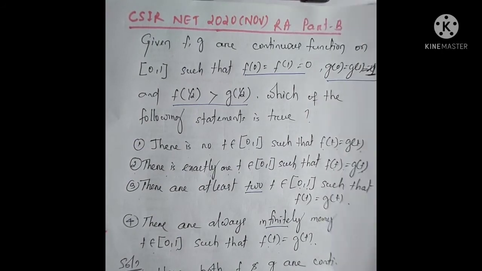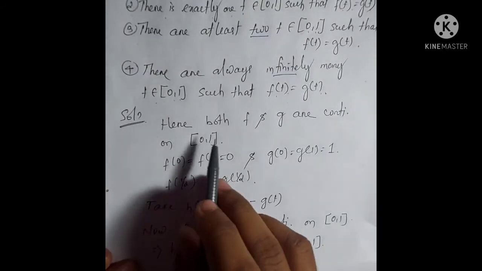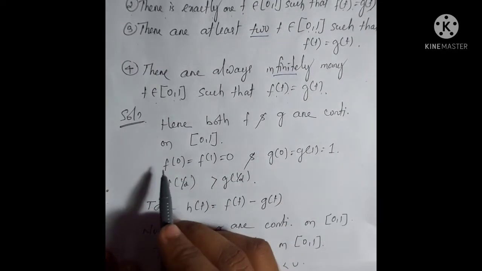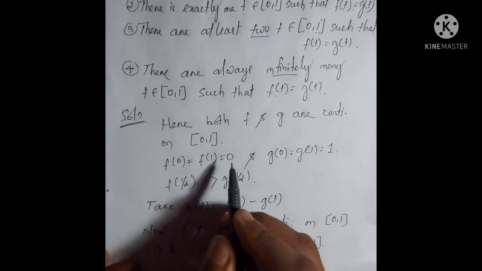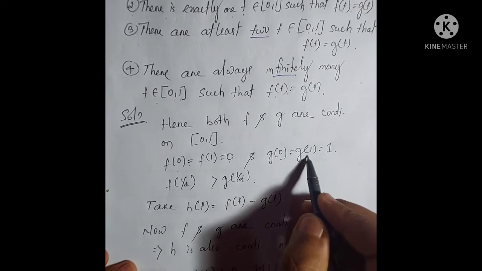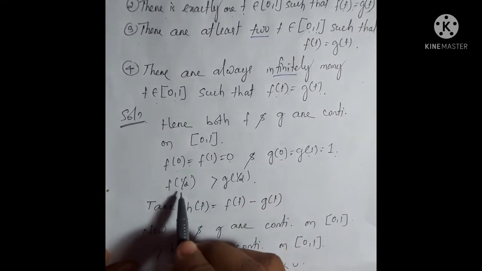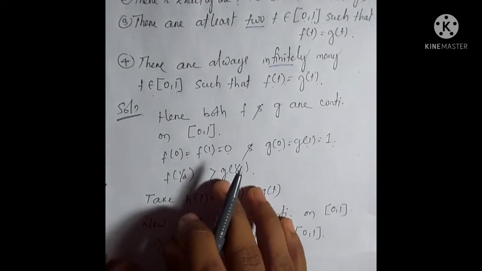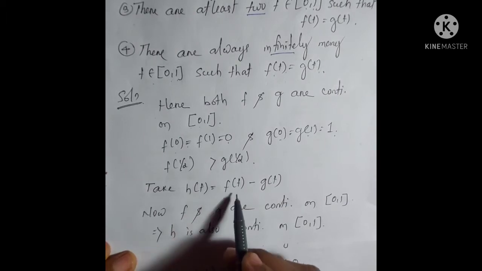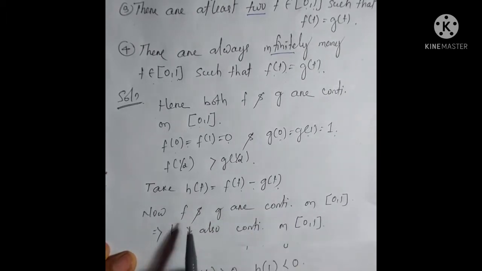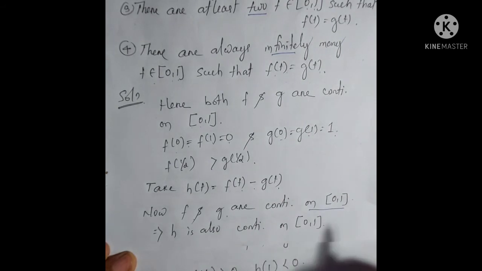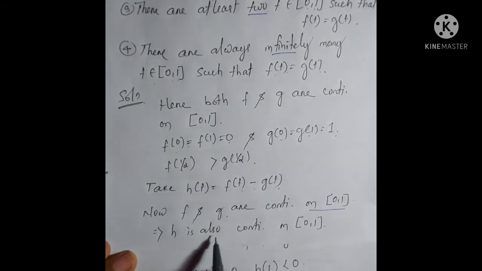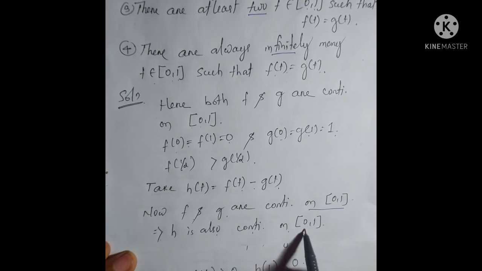Solution. Here both f and g are continuous on the closed interval [0,1], f(0) = f(1) = 0, g(0) = g(1) = 1, and also f(1/2) > g(1/2). Take h(t) = f(t) - g(t). Now f and g are both continuous on [0,1]. This implies that h is also continuous on [0,1].